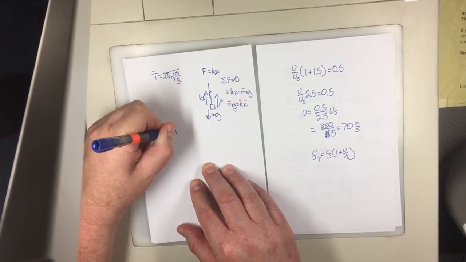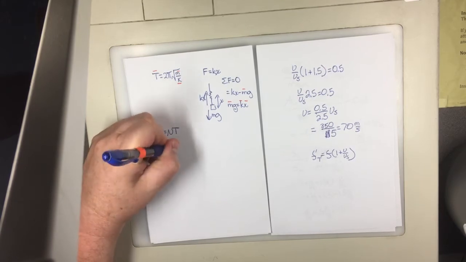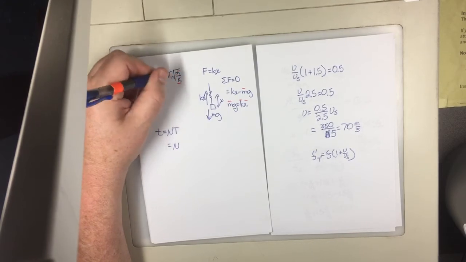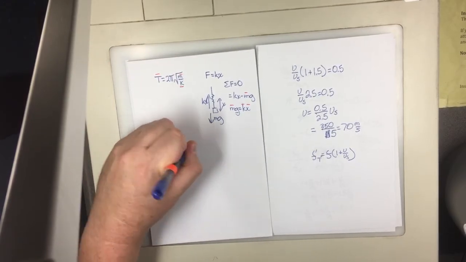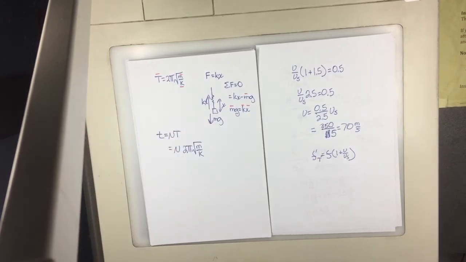So the number of oscillations times the period. That's what I'm looking for. So the total amount of time is what I'm looking for. It is the number of oscillations times the period. I am given n, finally, I've got something for a change. So I plug in period with what I don't know, which is 2 pi square root of m over k. I'm looking for time. I have number of oscillations. I don't have mass and I don't have spring constant.